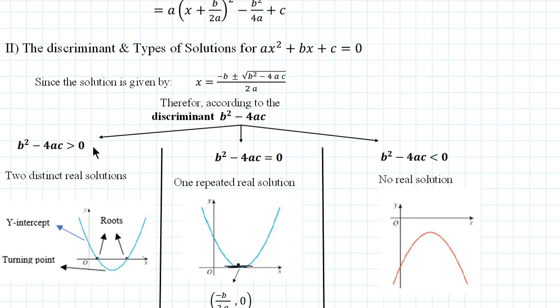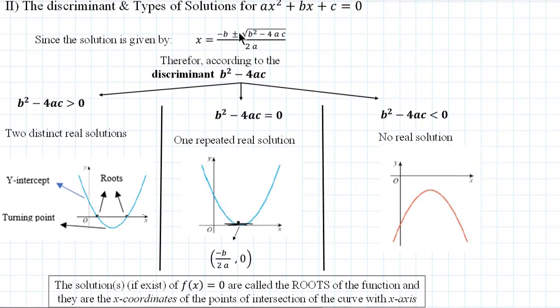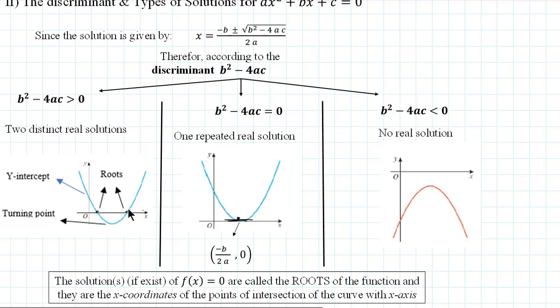So algebraically, if this quantity is more than 0, then the positive sign here will give us a solution, and the negative sign will give us another solution. So we have two distinct real solutions. And graphically, if we represent the left-hand side here as a quadratic function, this curve will intersect the x-axis at 2 points, which are called x-intercepts, or called the roots of the function, or called the solutions of the equation f of x equals 0.